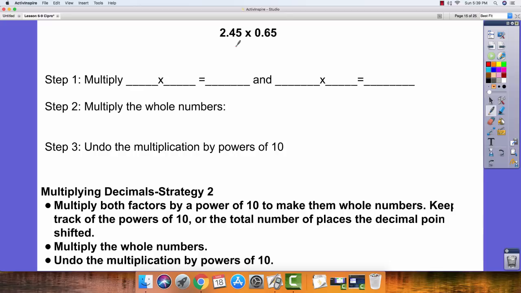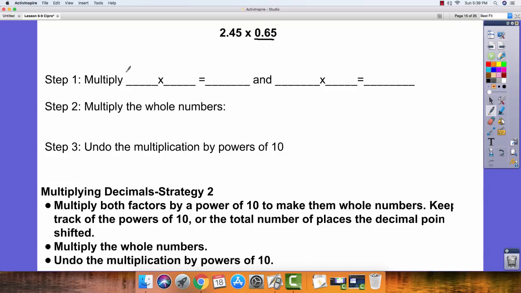All right, so let's do our final example. All right, so here I have 2 and 45 hundredths and I want to multiply it by 65 hundredths. Again, if I look at my second factor here, it's less than 1, so my product should end up being less than 2 and 45 hundredths, all right? So let's think about all of the steps that we have to do. Well, my first step is to make sure that I multiply both factors by a power of 10 to make them whole numbers. And I want to make sure I keep track of the powers of 10 or the total number of places that the decimal point is moving.